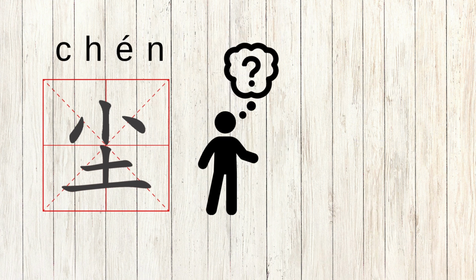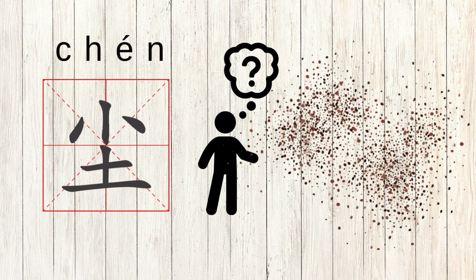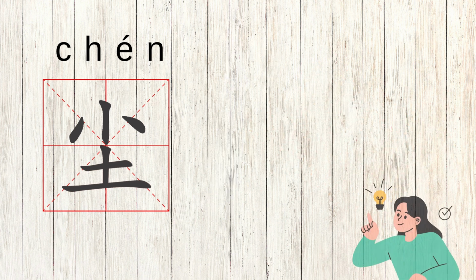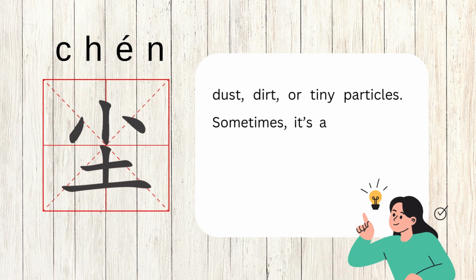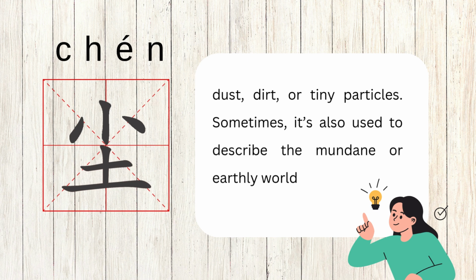Its pronunciation is chen. Let's guess what this character means. What could very small earth be? Haha, you must have guessed it. Chen means dust, dirt, or tiny particles. Sometimes it's also used to describe the mundane or earthly world.